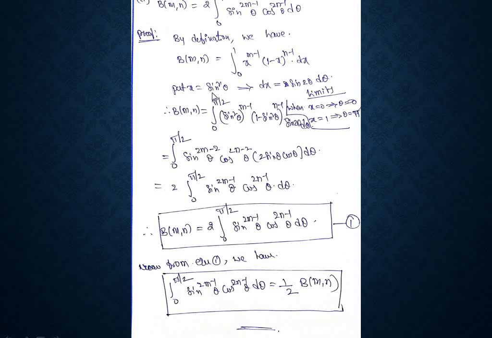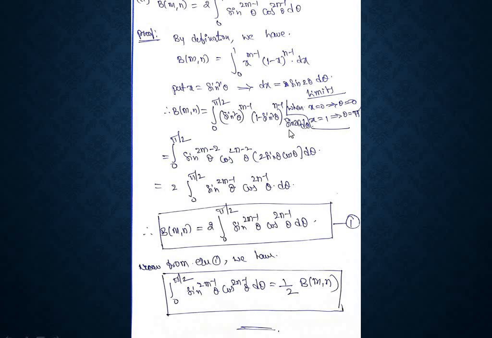Now apply the substitution in the above integral. Beta of m comma n is equal to, on the right hand side, the limits: when x is equal to 0, theta will become 0, and when x is equal to 1, theta is equal to pi by 2. So this is 0 to pi by 2. In the place of x we put sine square theta, so (sine square theta) whole power m minus 1, and 1 minus x means (1 minus sine square theta) whole power n minus 1, and dx is equal to sine 2 theta d theta.